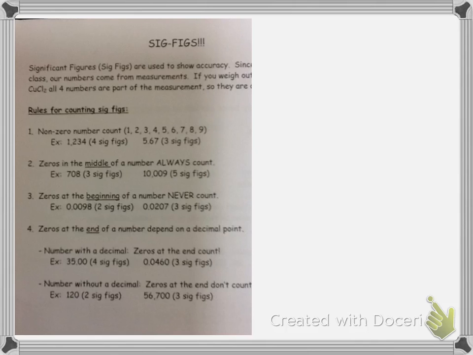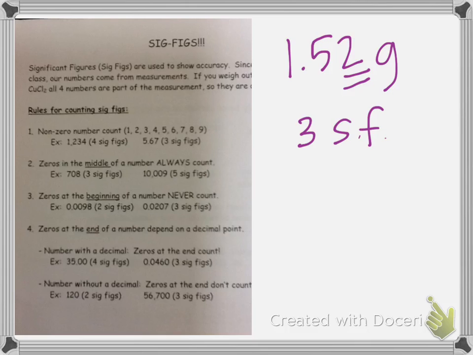If you go back to the scale in our classroom and you put a piece of copper wire on it and it tells you the copper wire is 1.52 grams, all of those digits, each number is significant because it came from the measurement on the scale, and it shows accuracy to the hundredths place. So this number we would say has 3 sig figs, and you're going to notice a lot of times I abbreviate that just SF when I'm writing it out.